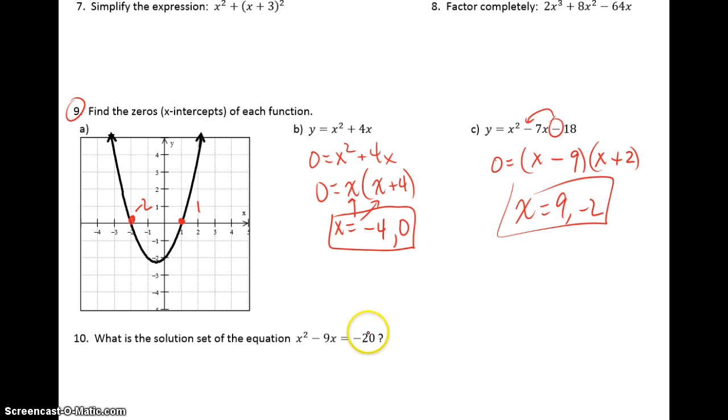Just remember, like number 10, I'll just get you started. It has to equal 0, so I'm going to bring over the negative 20 by adding it to the other side. And then you can go ahead and finish it.